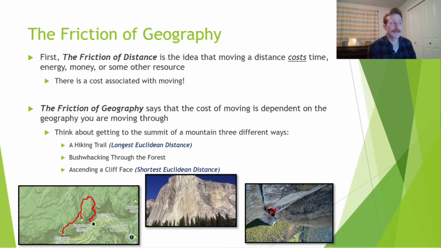So consider it this way: there are many ways to get to the top of the mountain. You could climb straight up the cliff face, which would have the shortest Euclidean distance, but maybe a really high cost physically for your body. Or you could take the nice, easy hiking trail. It'll take you longer. You'll go farther by Euclidean distance, but at the end of the day, it'll be easier to do it.